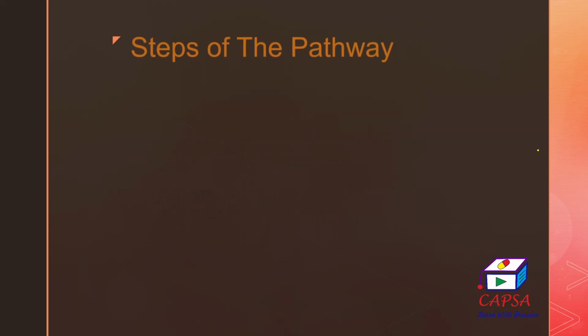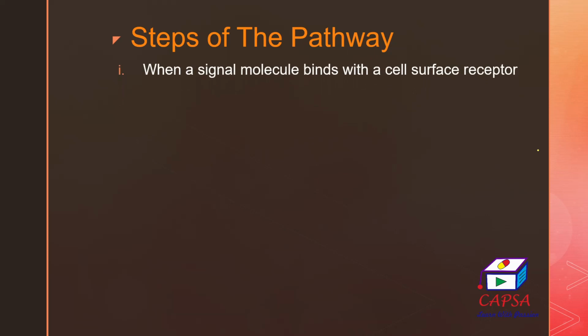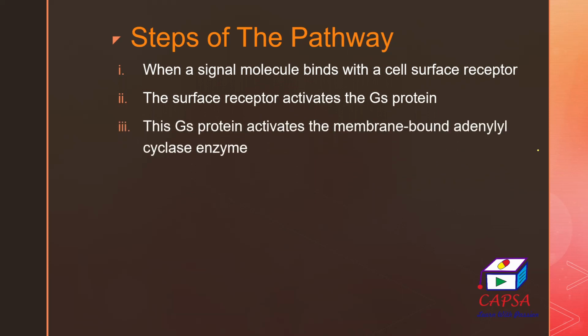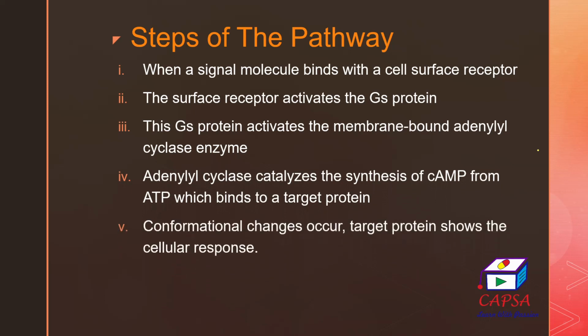Now, what are the steps of that pathway? When a signaling molecule binds with a cell surface receptor, the surface receptor activates GS type of G protein. Then this GS protein activates the membrane bound adenylyl cyclase enzyme. This enzyme catalyzes the synthesis of cyclic AMP from ATP, which binds to a target protein. Then conformational changes occur and the target protein shows the cellular response.